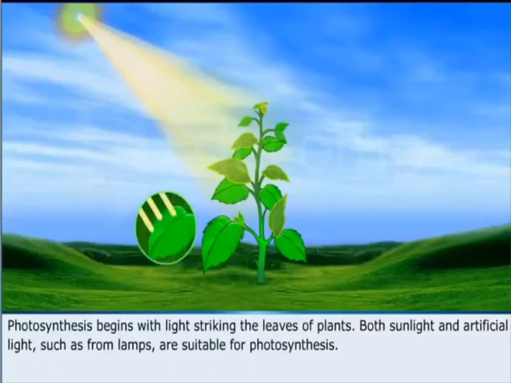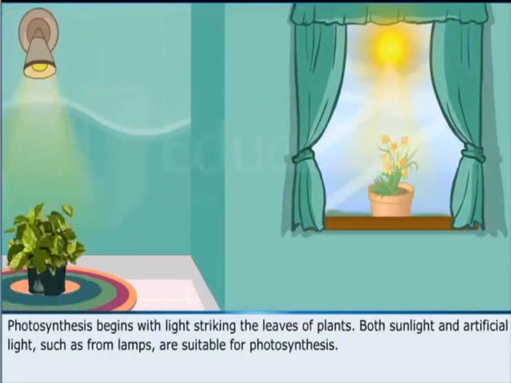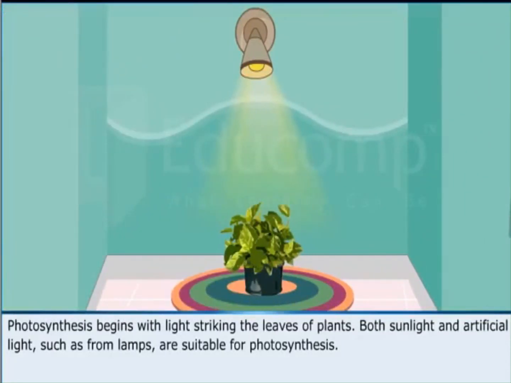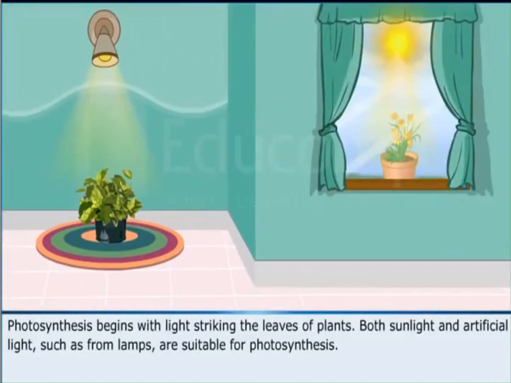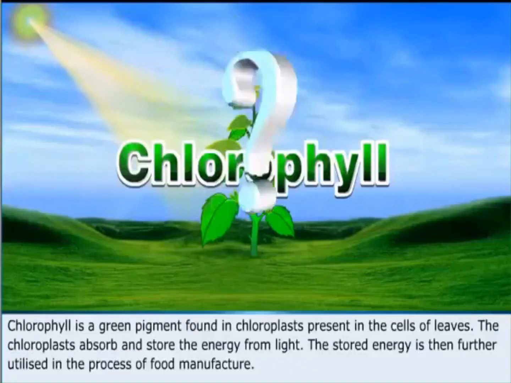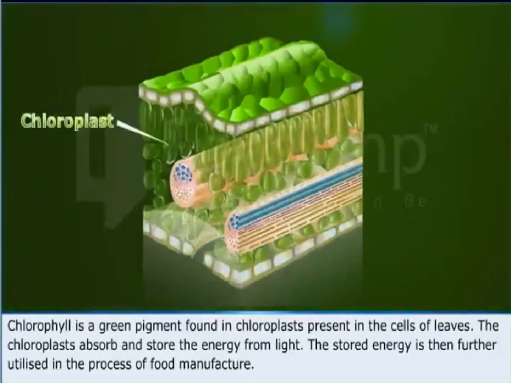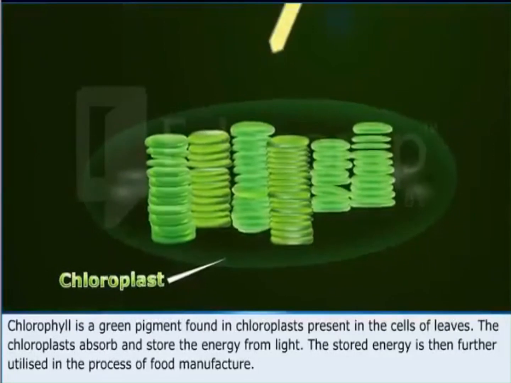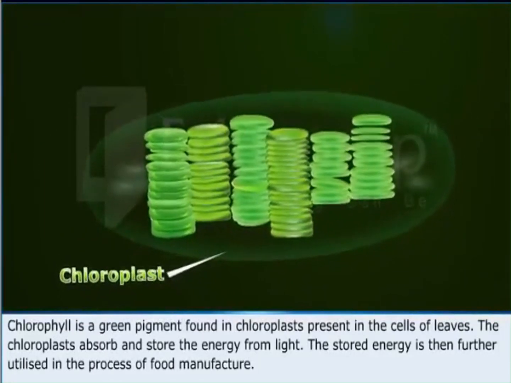Photosynthesis begins with light striking the leaves of plants. Both sunlight and artificial light, such as from lamps, are suitable for photosynthesis. Chlorophyll is a green pigment found in chloroplasts present in the cells of leaves. The chloroplasts absorb and store the energy from light.